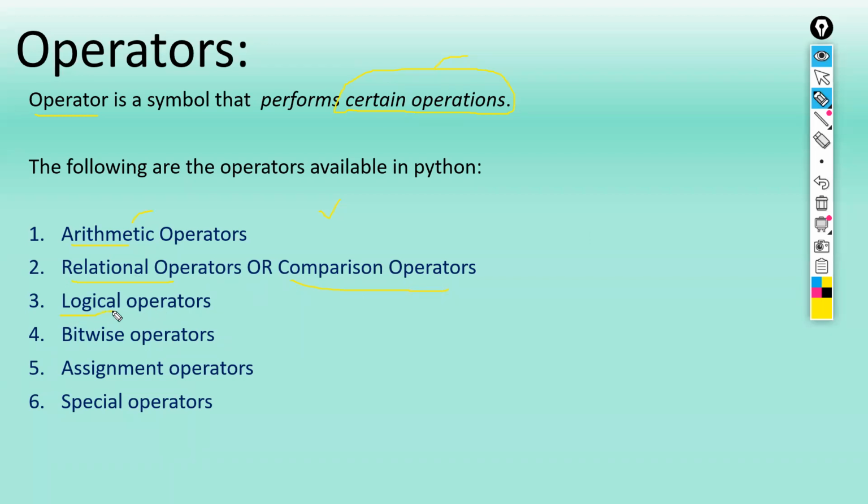And logical operators. Logical operator means and, or, not, like that. Bitwise operator, assignment operator, and special operators. These are the 6 kinds of operators we can use in the Python language. So what do you mean by arithmetic operators? What do you mean by relational operators? Let's go.